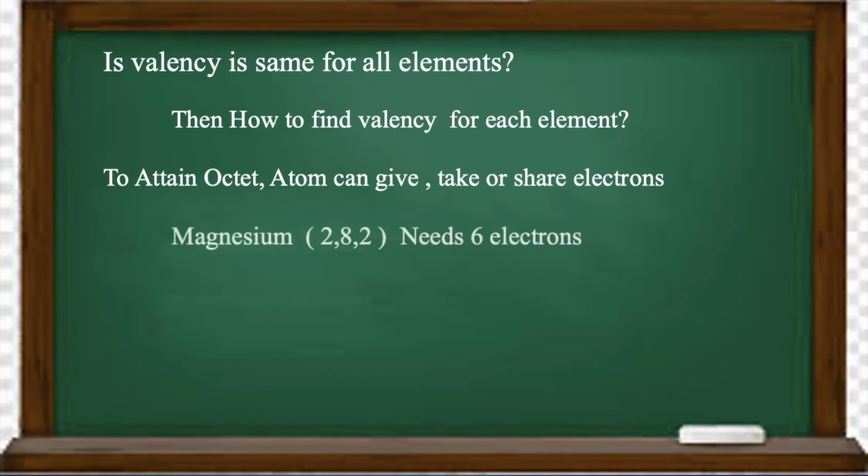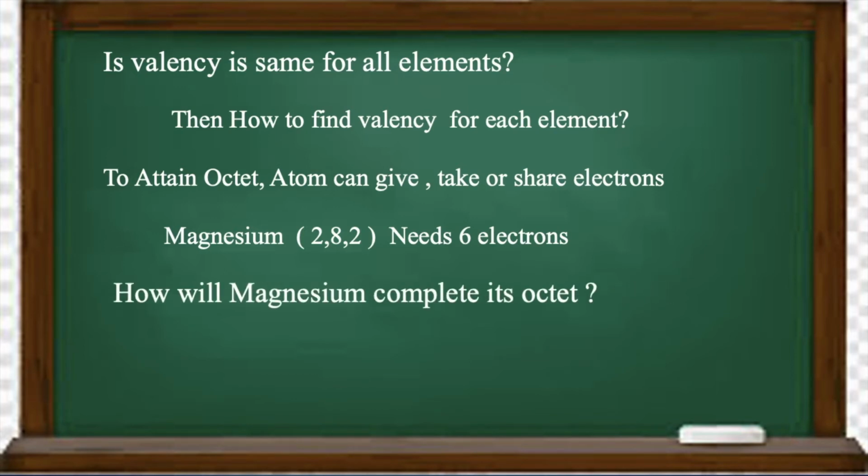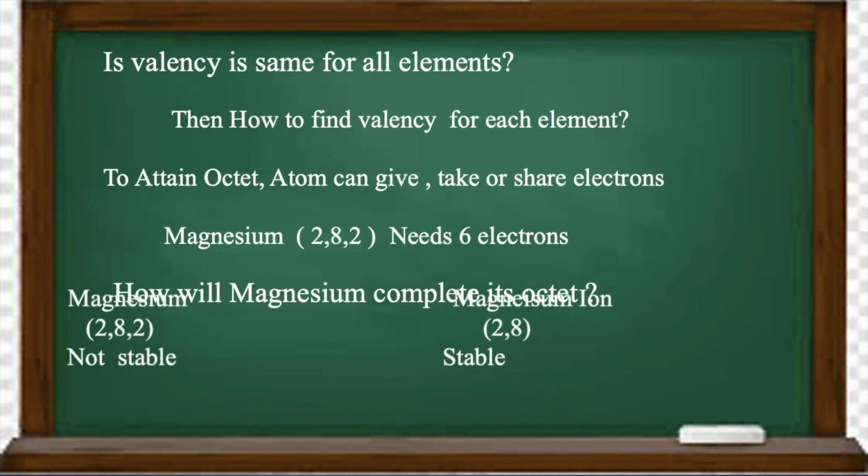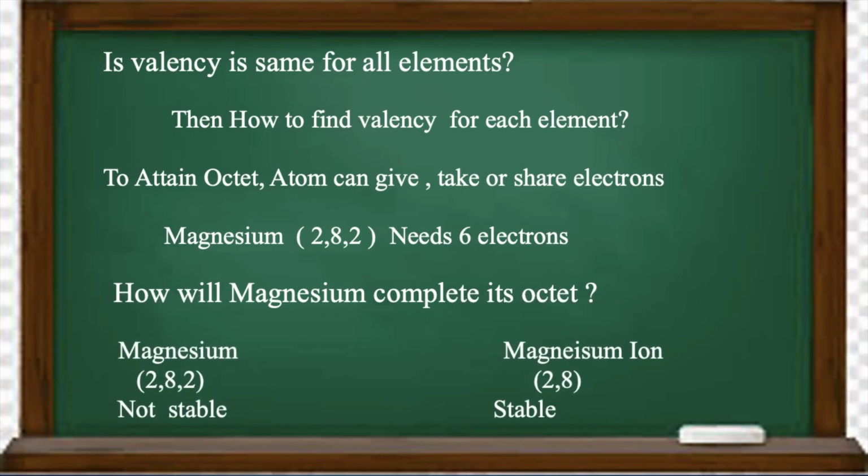First, I am taking magnesium. The atomic number of magnesium is 12, so the configuration is 2, 8, 2. To attain octet, it needs 6 electrons. But which atom donates 6 electrons easily? Not at all possible. Then how will magnesium complete its octet? Let's see. When magnesium has 2, 8, 2 configuration, it is said to be unstable. But when it loses 2 electrons, it becomes stable.